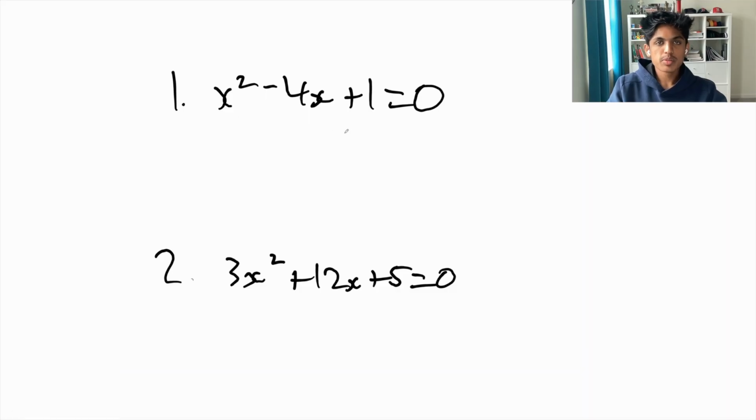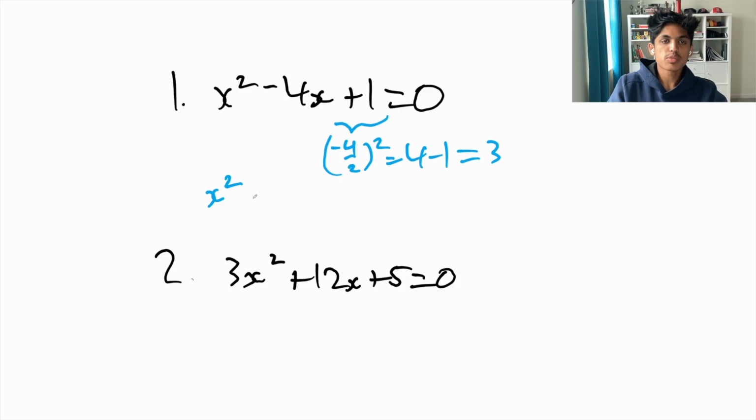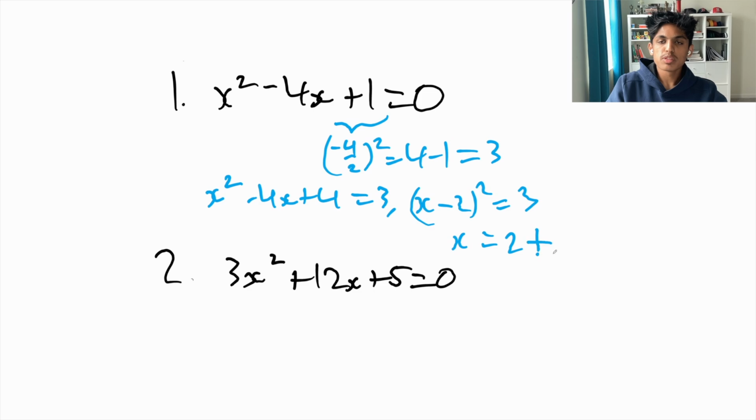For the first one, I'm going to try to turn this 1 into negative 4 over 2 squared, which equals 4. Now I'm going to subtract 1 to get 3. So I'm going to rewrite this as x squared minus 4x plus 4 equals 3, which turns into x minus 2 squared equals 3. So x is equal to 2 plus or minus root 3.